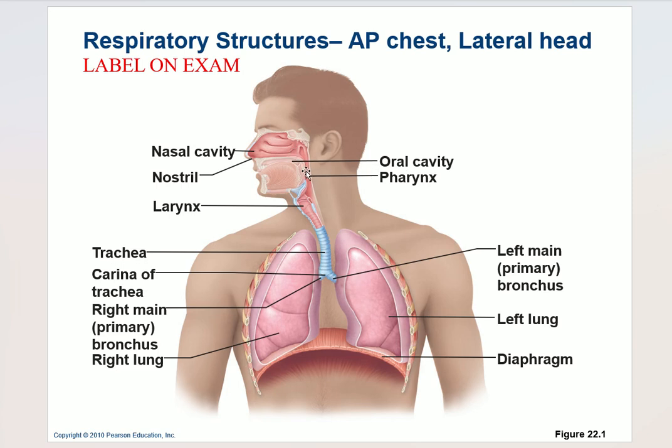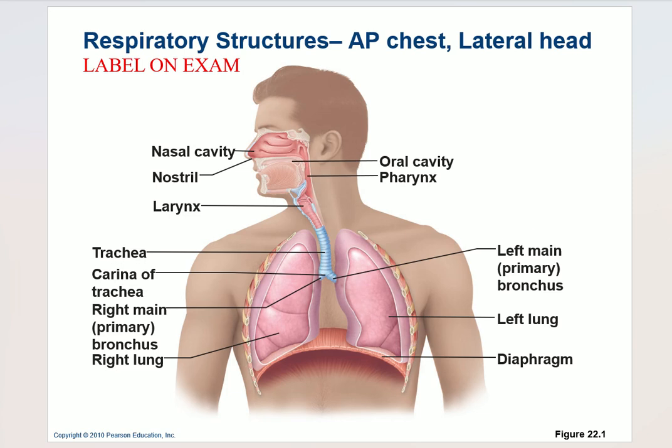The pharynx starts up here behind the nasal cavity, and it goes down all the way until the larynx begins. And we'll talk pharynx some more because the pharynx is divided into three different parts. The oral cavity is the inside of the mouth. The larynx down here includes the epiglottis, which is the little flap that covers the trachea.